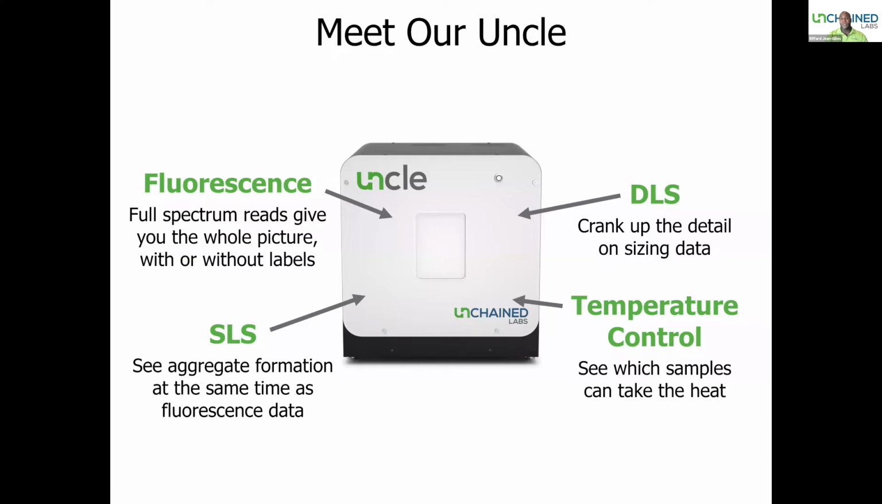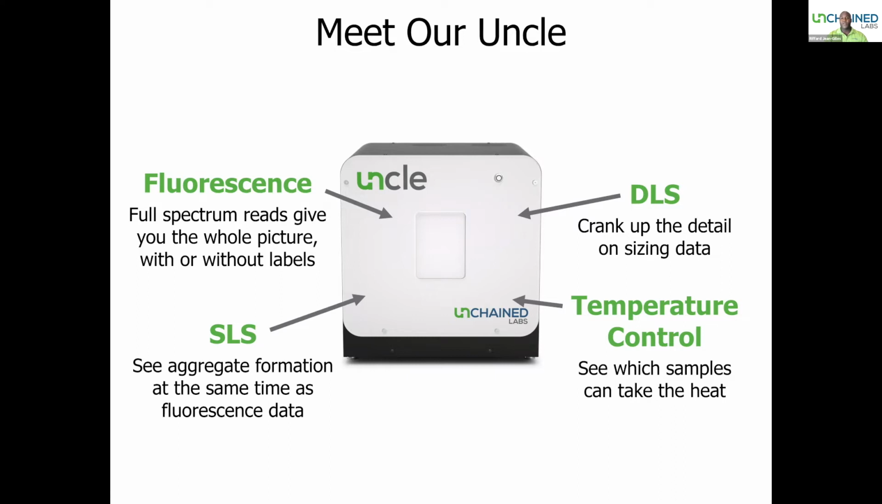The second detector is static light scattering, or SLS, and this one allows you to assess the presence of aggregates, but specifically the temperatures at which aggregates can begin to form and the extent to which you have more aggregates or less aggregates in different formulations, right?